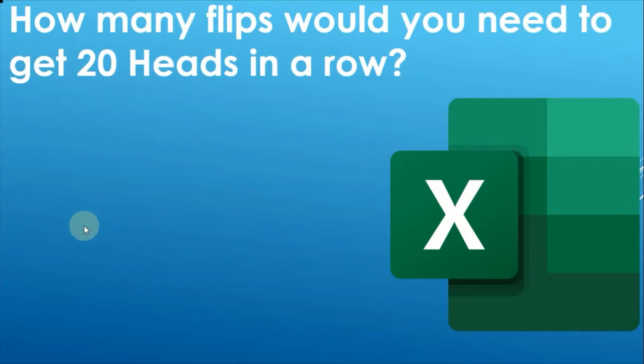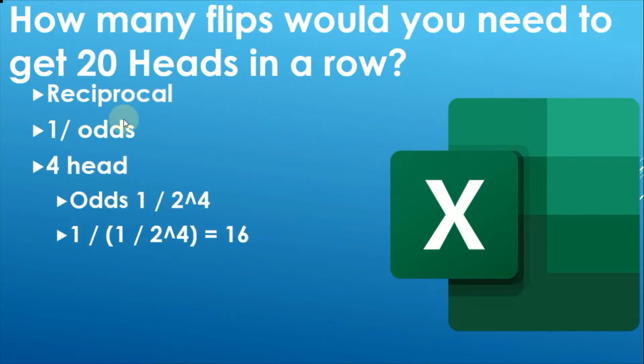So the question is, how many flips would you need to get 20 heads in a row? Which is an interesting question. Let's not lose track of the fact we're trying to determine if we have a fraudulent coin. And if the coin was fraudulent, the odds would turn out differently. So you can take the reciprocal, which is 1 divided by the odds, and that'll give you a list of how many flips you need to get 20.